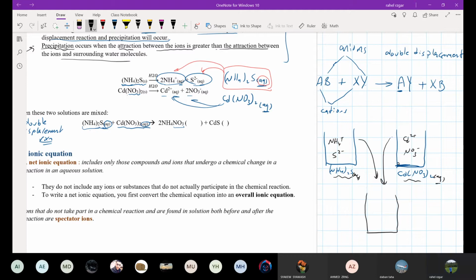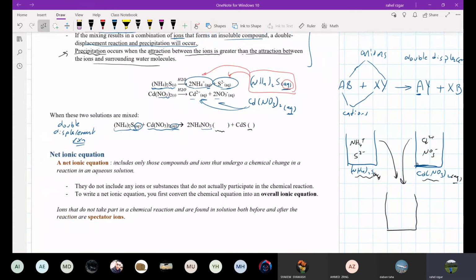Now, I have left this in order to know if they are soluble or a precipitate has occurred, or a precipitate has been formed. We have to go back to the rules. Like this. Ammonium sulfide, when it reacts with cadmium nitrate, will produce ammonium nitrate and cadmium sulfide.